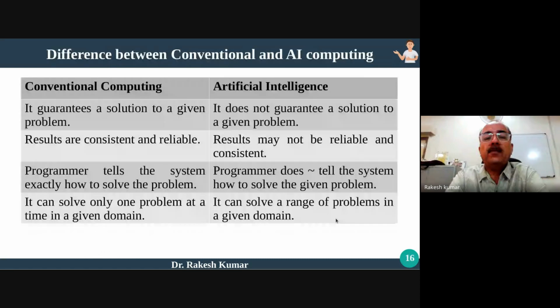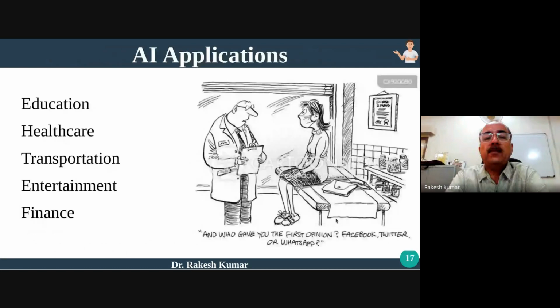So here in this particular table, I have differentiated between conventional computing and artificial intelligence. I discussed a bit about it earlier also. But right now, I am coming to the point of how AI is helping us, revolutionizing the society, is causing a revolution.